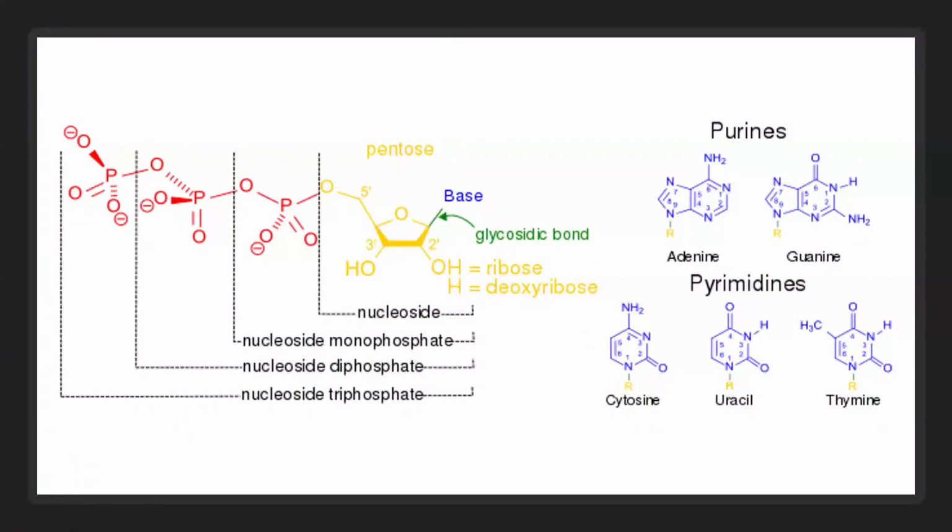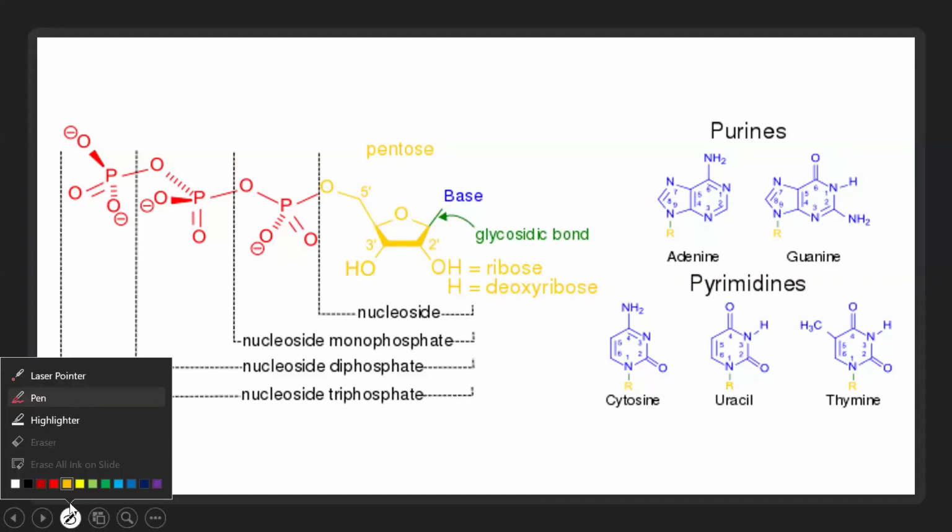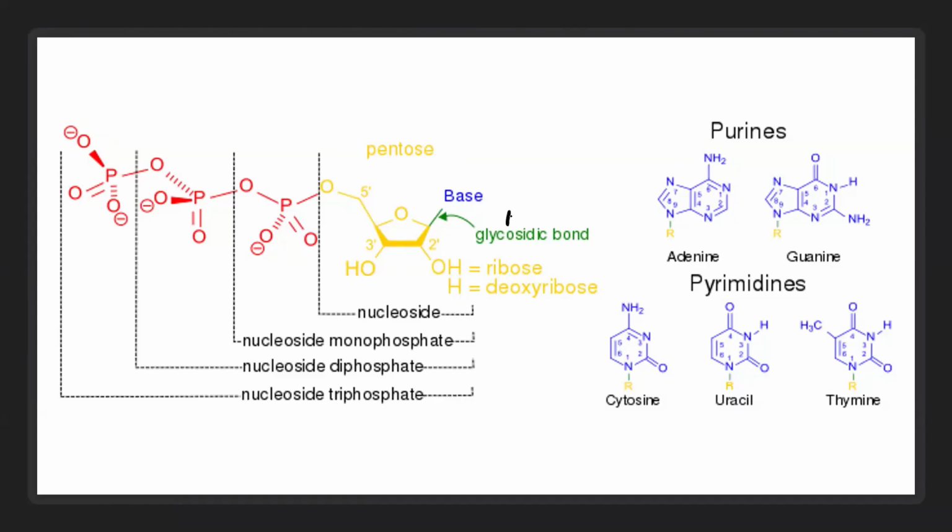So you can see here. This is the glycosidic bond, or you can say N-glycosidic linkage. That means the bond between the nitrogen base and the pentose sugar, so we call it an N-glycosidic bond. And between the fifth carbon and the phosphate group, we call this bond the phosphoester bond. And between one phosphate group and the other phosphate group, we call this bond the anhydrous bond.